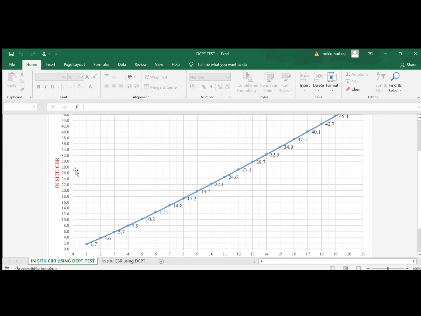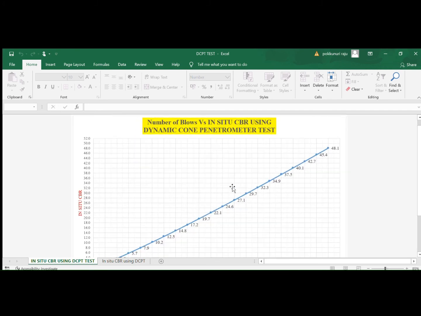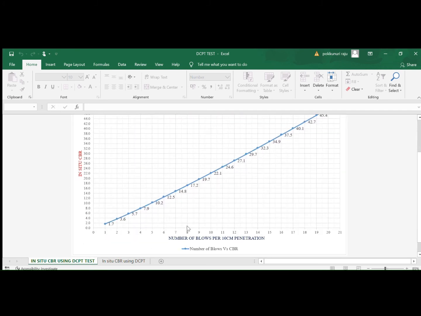Now, what this graph represents is, suppose in the field your value is 8, that means you have taken 8 blows to penetrate the needle through 100 millimeters or 10 centimeters, then the corresponding CBR at that particular point will be 17.2. So without any calculation, just using the graph, you can quickly identify your CBR value from a DCPT test in the field directly.